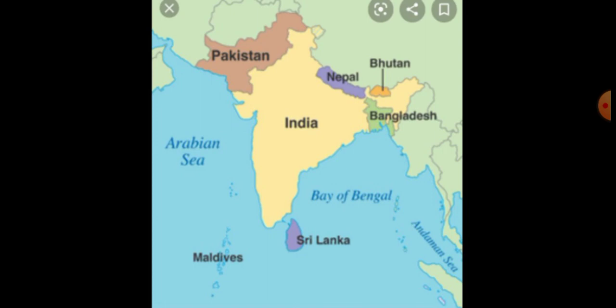Vande Mataram is our national song. Which is our national sport? Hockey. Okay, hockey is our national sport. Also, in India, 29 states are there.